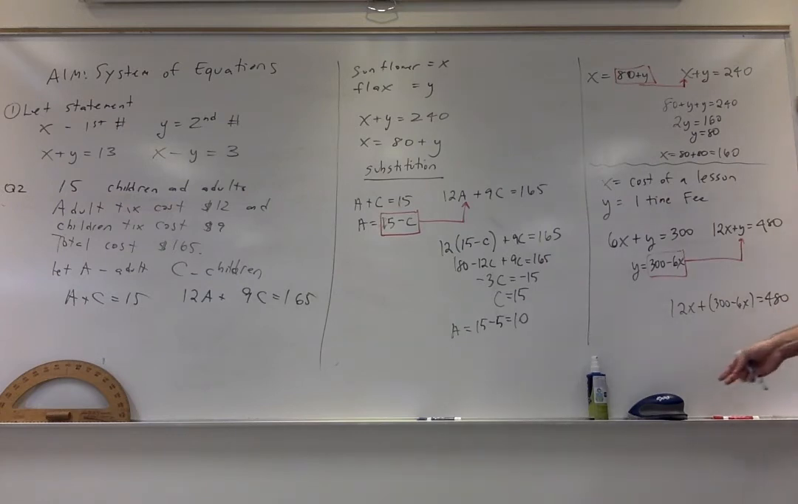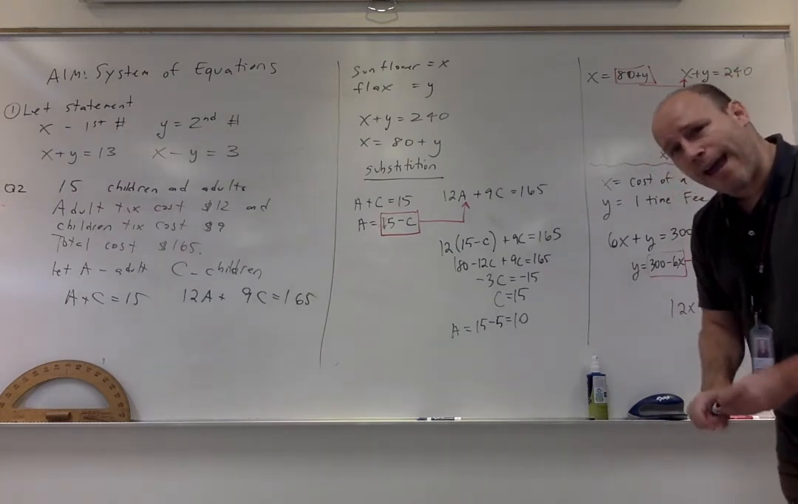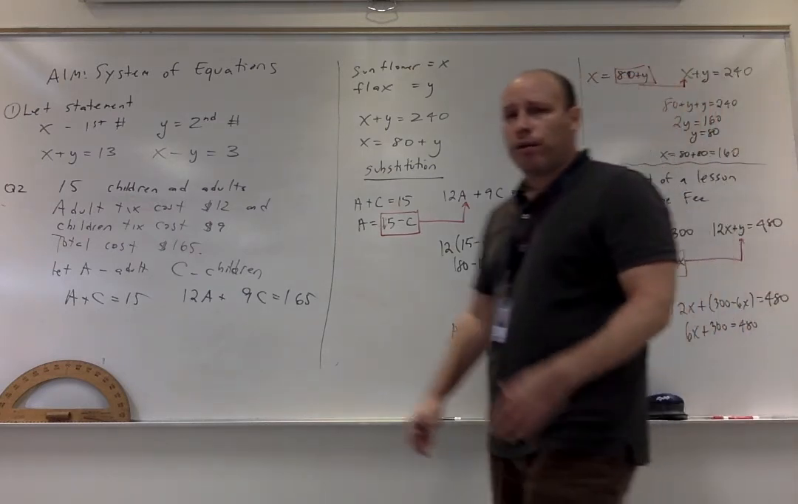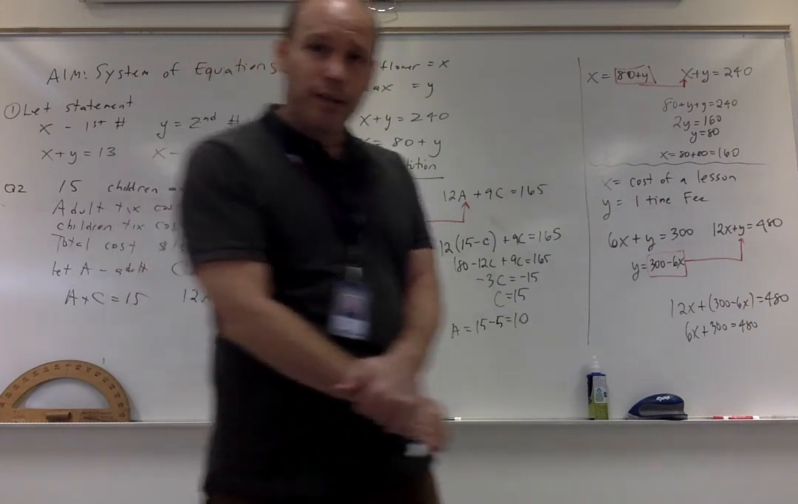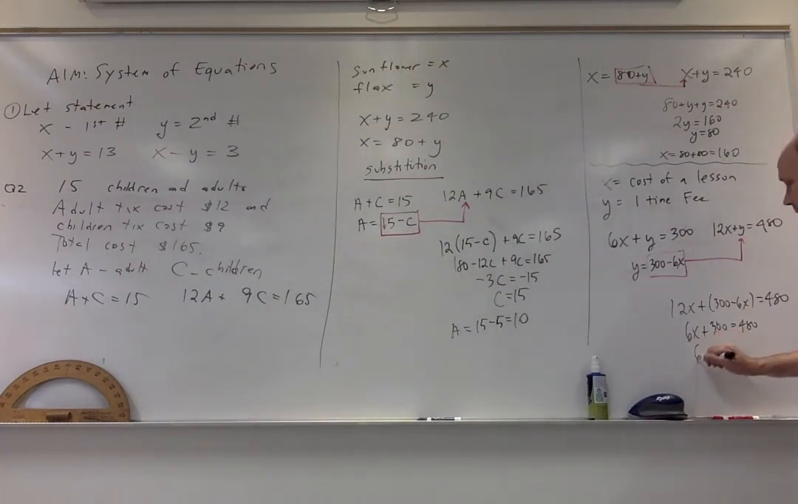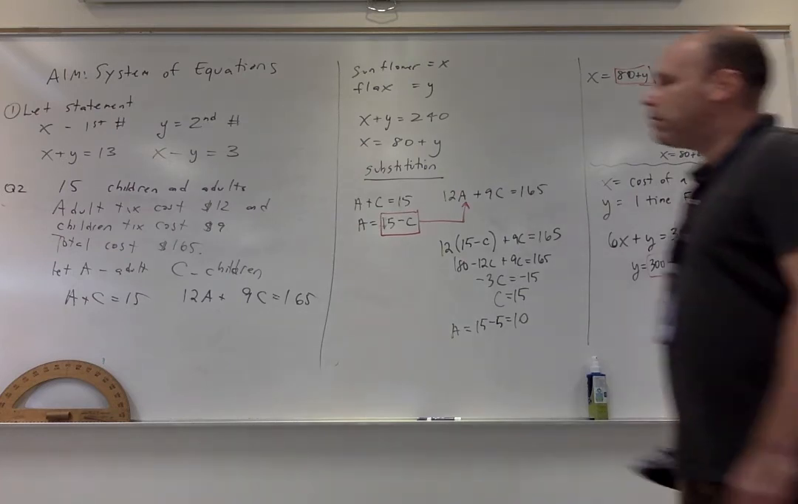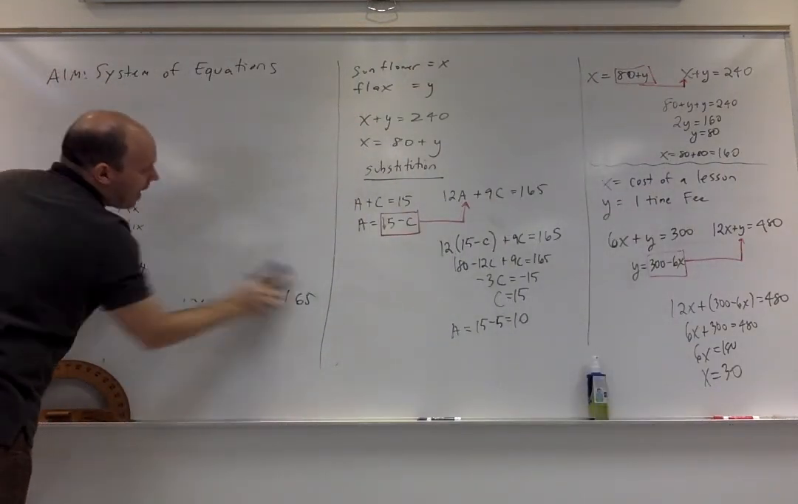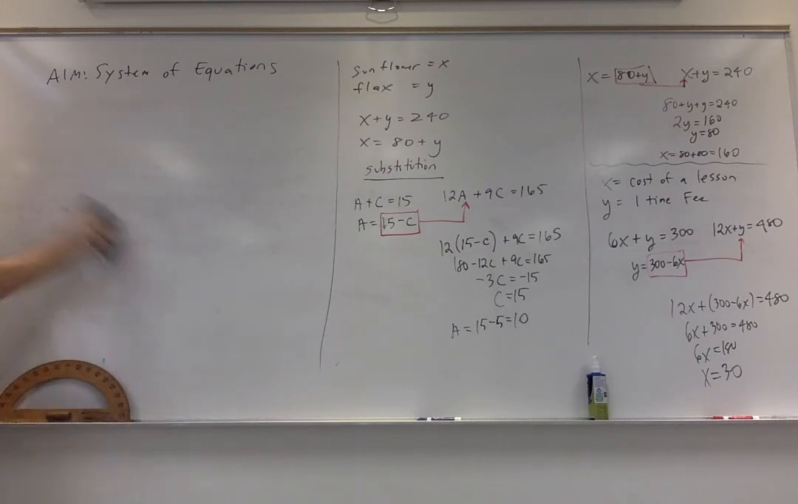You can either choose to use your graphing calculator or you can solve by hand. I'm going to solve it by hand. So I have 12x minus 6x, which is 6x, plus 300 equals 480. I know from algebra I'm going to subtract 300 from both sides. So I have 6x equals 180, x equals 30. So I know that each lesson costs $30. The question is now, what is that one-time fee?